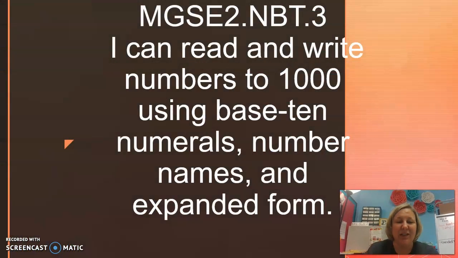All right, so today, boys and girls, we are going to talk about numbers and place value. And remember, this week we have been working on 5 different ways to represent numbers. So we're going to do a review. What we're working on is I can read and write numbers to 1,000 using base 10, numerals, number names, and expanded form.